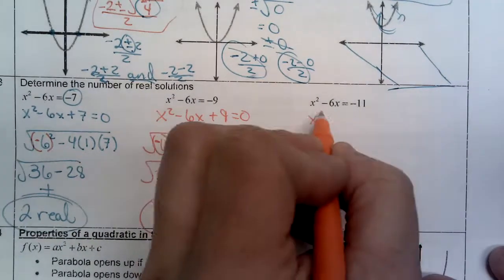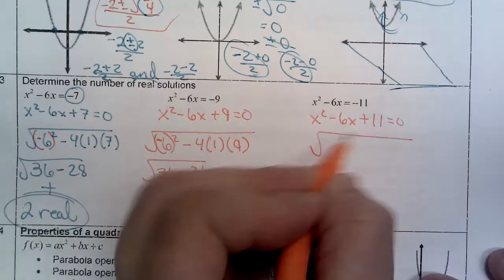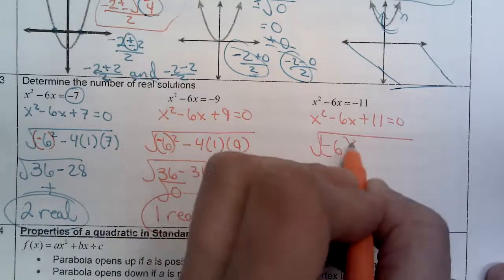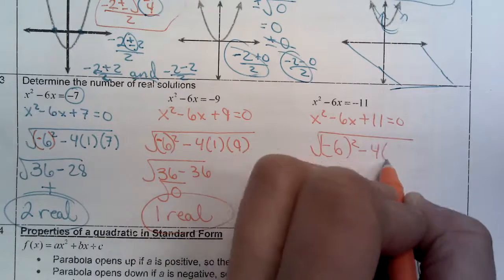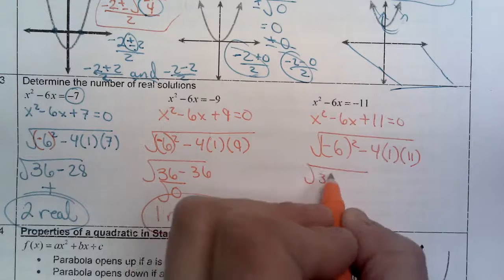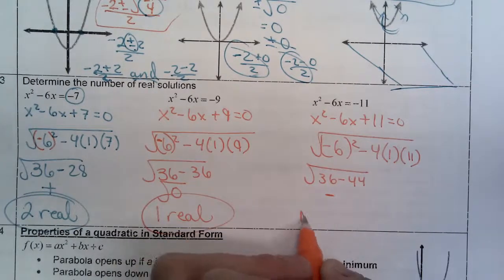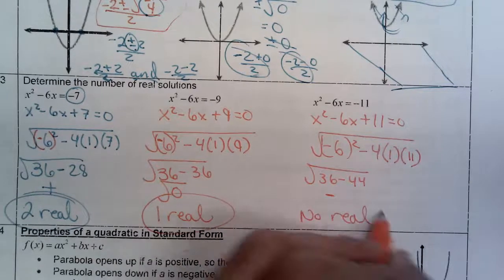And this last one, x squared minus 6x plus 11 equals 0. Under the radical, it's going to be negative 6 squared minus 4 times 1 times 11. That's going to be 36 minus 44. That's going to be a negative number, so that's going to be no real solutions.